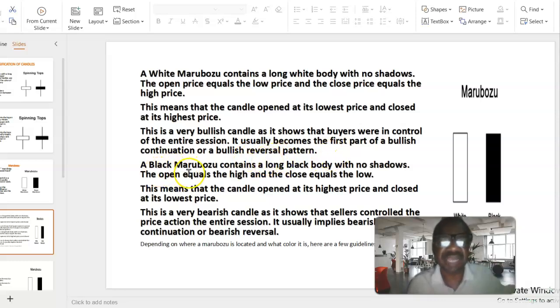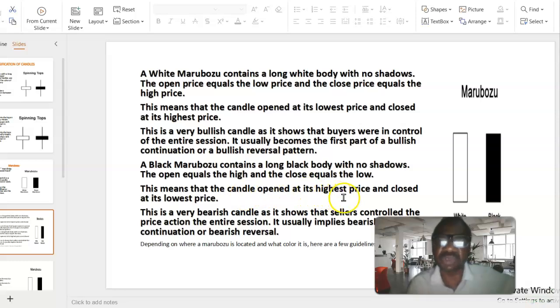A black Marubozu, that is for the bear, contains a long black body with no shadow. The open equals the high and the close equals the low. So where is the open for a bear candle? The bear candle opens up, so the open here is equal to the high. Then the close is also equal to the low. The low is the last place price got. So this is the lowest place, and this is the same place where the candle also closed. That's the information I'm passing here.